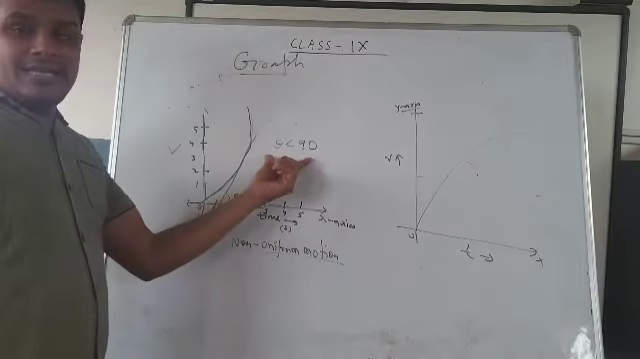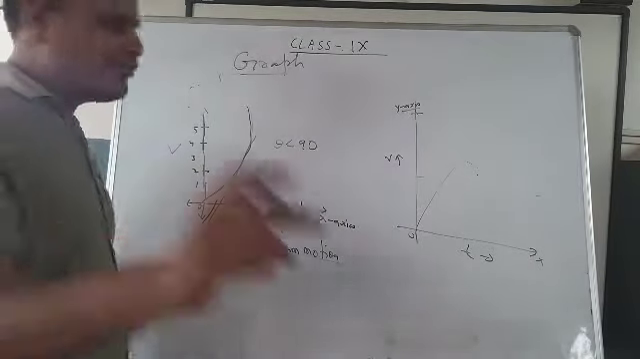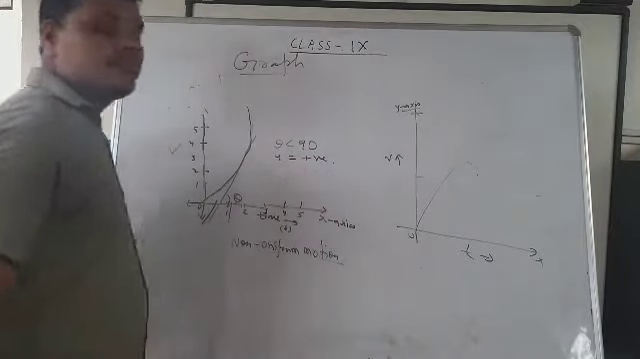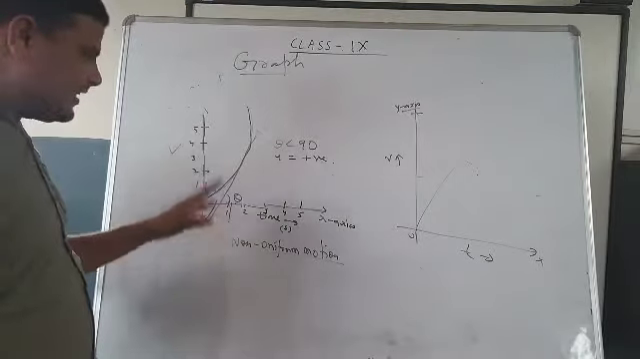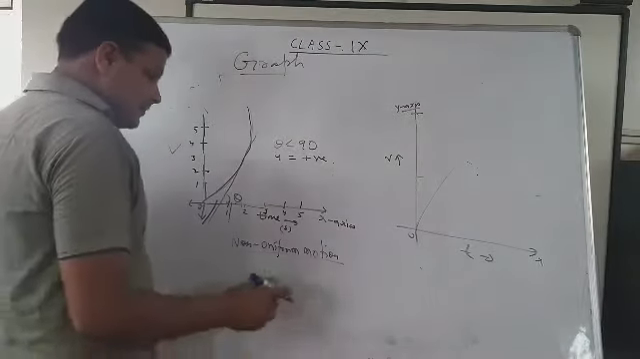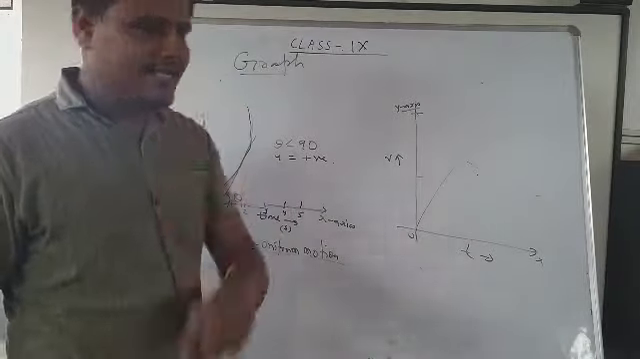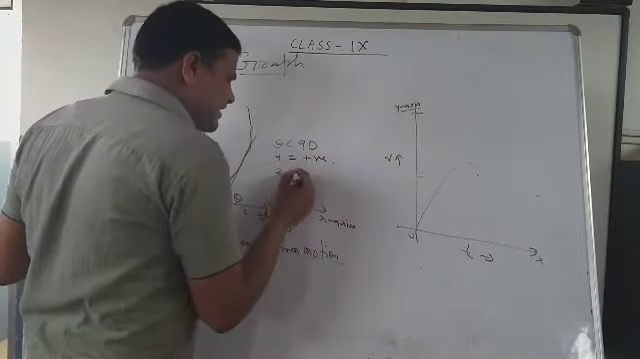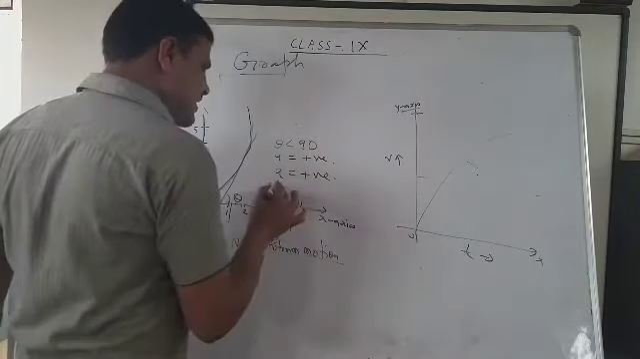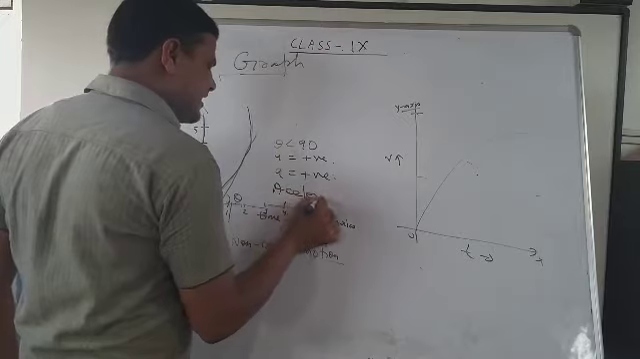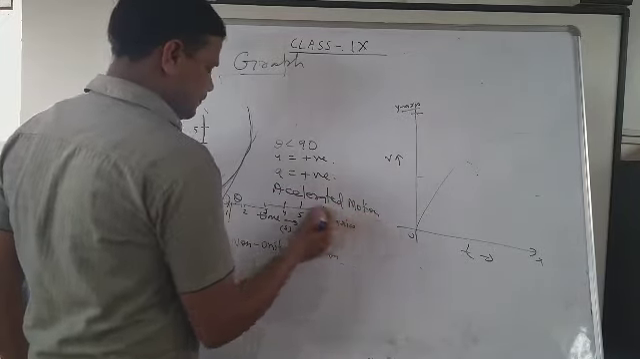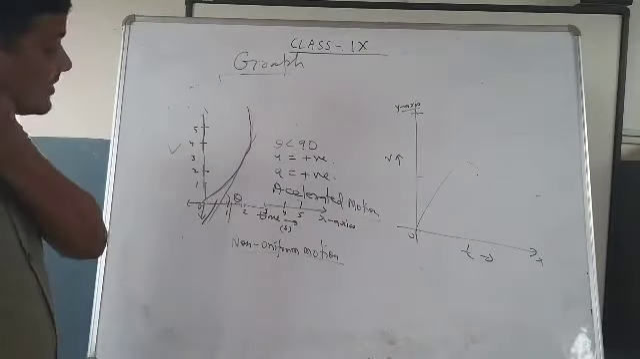if this angle is less than 90, then you can say that u is positive. If the angle is less than 90, then u, the initial velocity, is always positive. If the initial velocity is positive, then we can say acceleration is also positive. So in this case, it is known as accelerated motion. Okay.